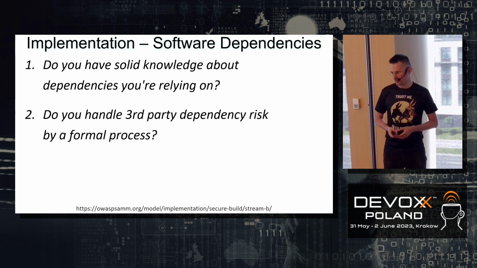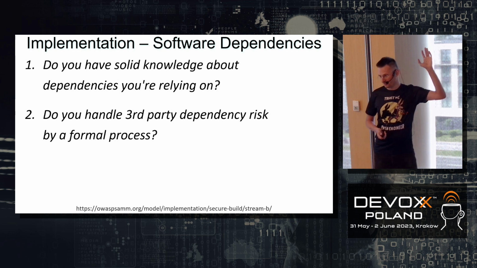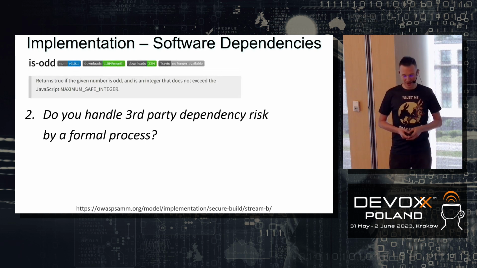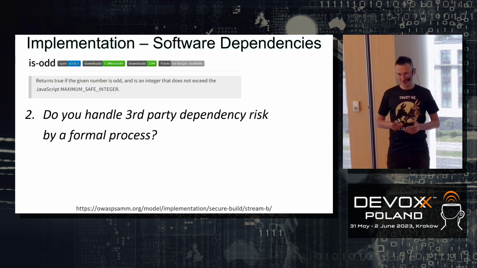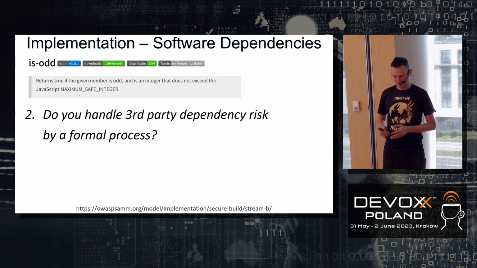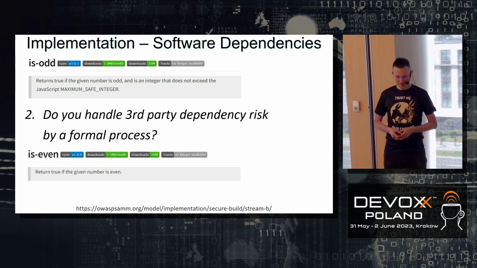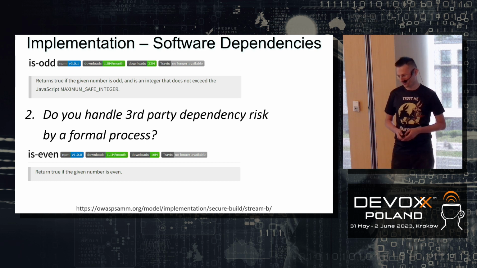Anyone in the room use NPM packages? Okay, so there's a few. Have you heard of this package? It's odd. All it does, it checks if the number is an odd number, and it has 2 million downloads per month. Is-even is not far off it, over 1 million per month.